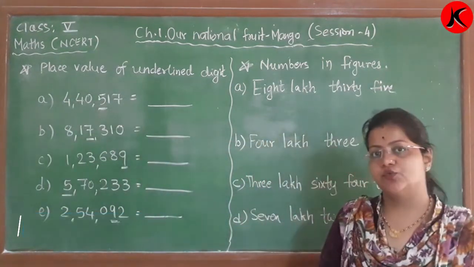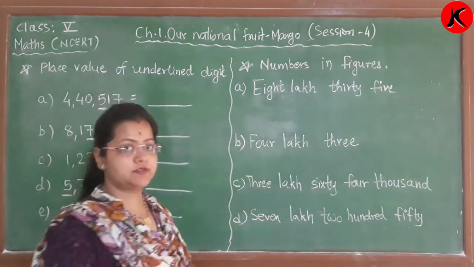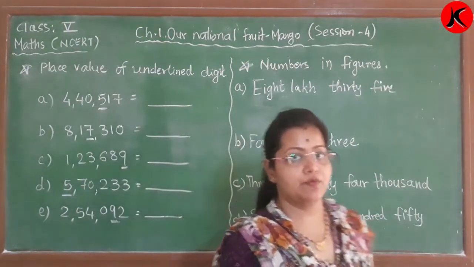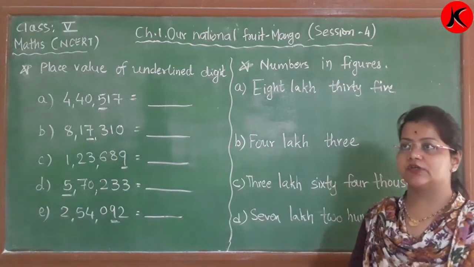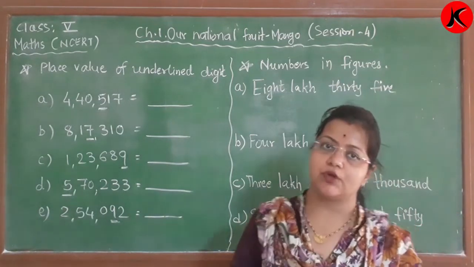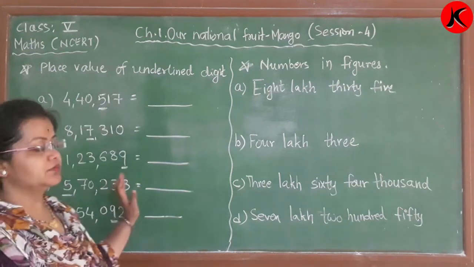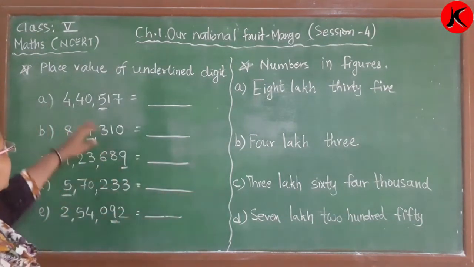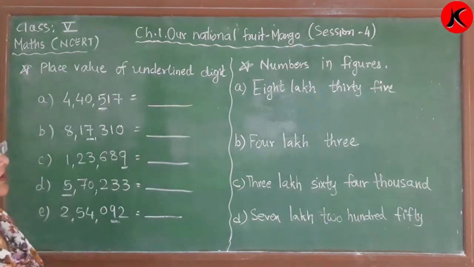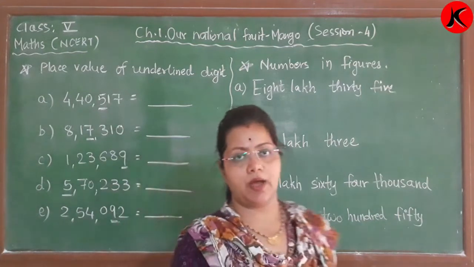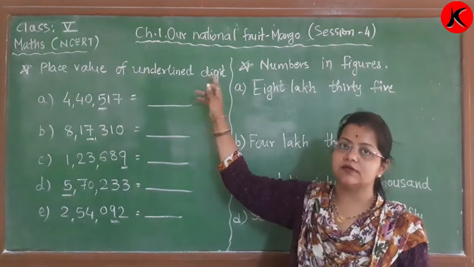In last session we learned how to write numbers in words, like number names, and put the sign greater than, less than or equal to compare two numbers. Now here two more topics we learn: place value of underlined digit. In this session, we learn how to write the place value of underlined digit.